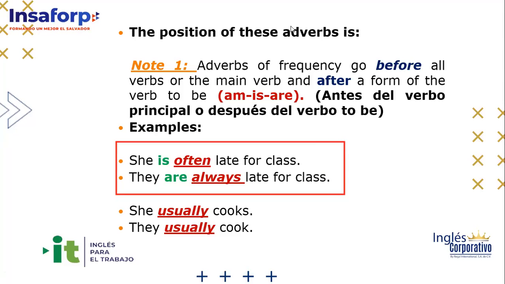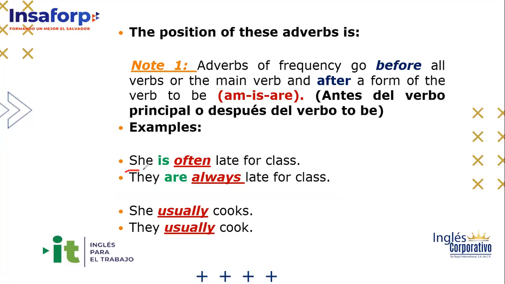Mr. Luis, can you help me to read please? She is often late for class. Thank you, and next one? They are always late for class. Thank you. And as you can see, como podemos notar por acá, primero tenemos nuestro sujeto, después tenemos el verbo to be, después el adverbio de frecuencia y después complementamos con alguna idea, ¿verdad? La siguiente igual tiene su subject, el verb to be and adverbs of frequency.